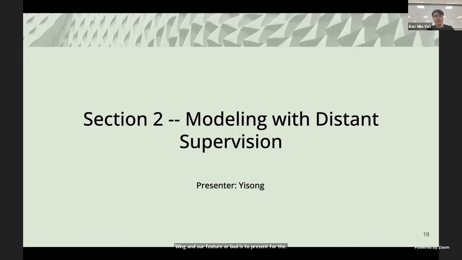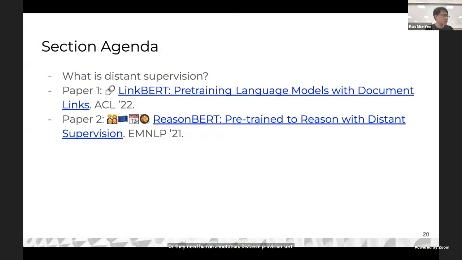Okay, so I think distant supervision is a very interesting topic. The reason is that everything we learn for the model is either very next to the token or the sentence, or we need human annotation. Distant supervision sort of lies in the middle of it. So this is our agenda today. I'm first going to give a high-level introduction, and then I'm covering two papers that operationalize the idea of distant supervision.